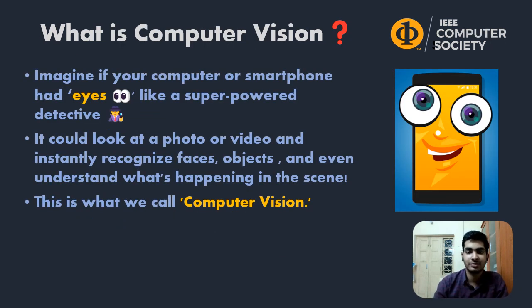So what is computer vision? Imagine if your computer or smartphone has eyes like a superpowered detective. It could look at a photo or video and instantly recognize faces, objects, and even understand what's happening in the scene. The technology behind this is what we call computer vision.